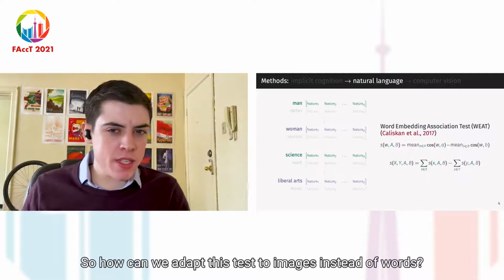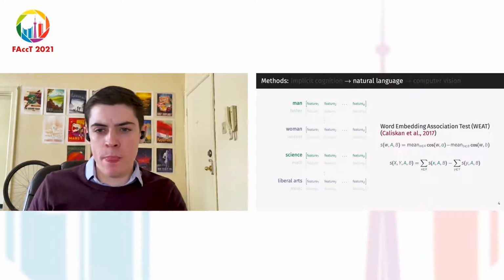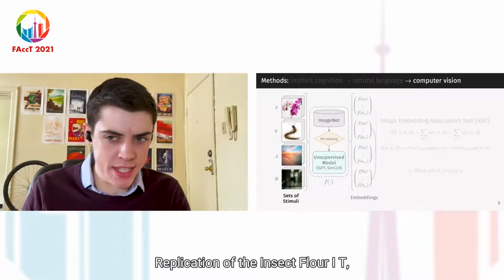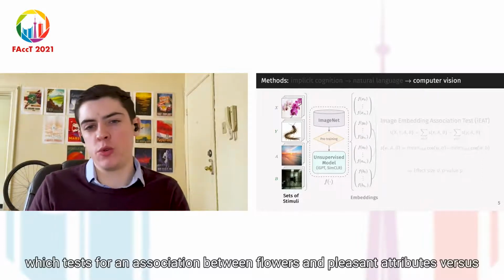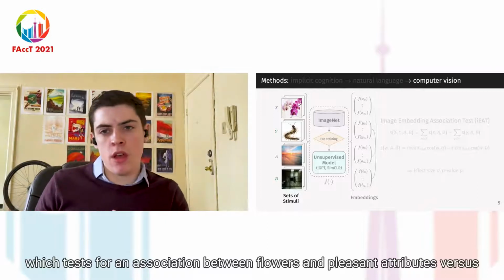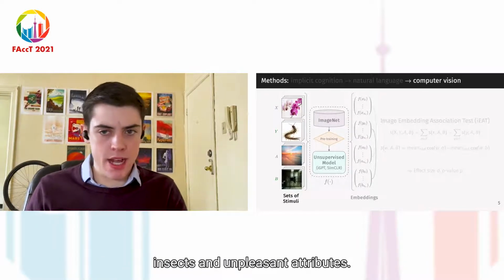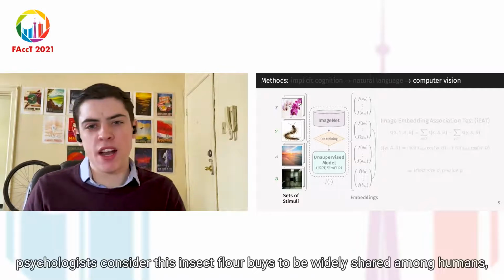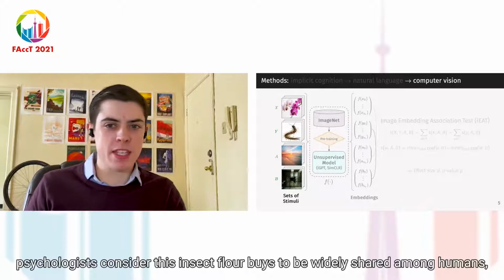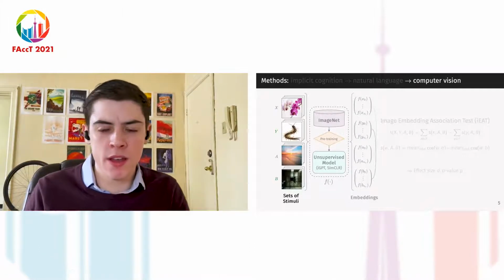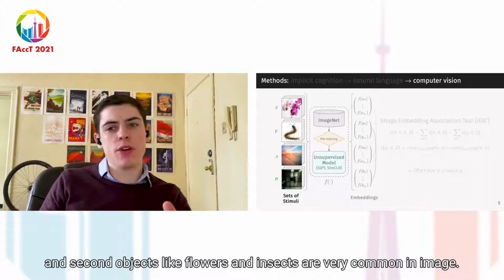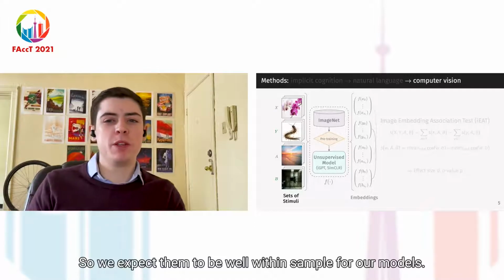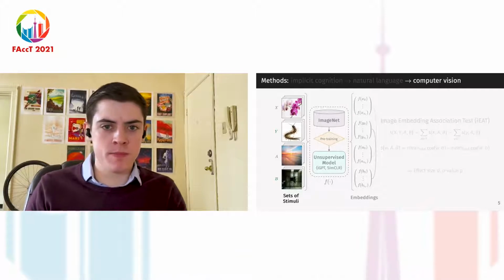So how can we adapt this test to images instead of words? Here's an example replication of the insect-flower IAT, which tests for an association between flowers and pleasant attributes versus insects and unpleasant attributes. This is a good baseline for two reasons. First, psychologists consider this insect-flower bias to be widely shared among humans. And second, objects like flowers and insects are very common in ImageNet, the pre-training data set, so we expect them to be well within sample for our models.